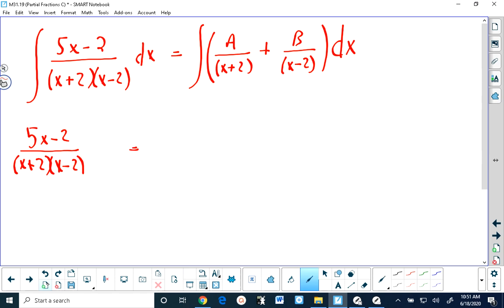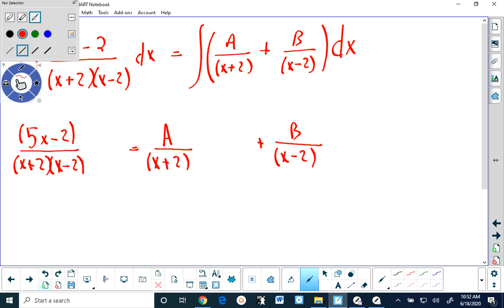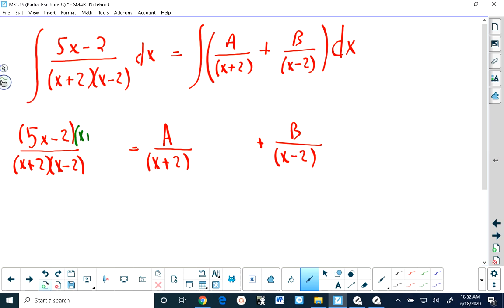This is going to be equal to a over x plus 2 plus b over x minus 2. I've just spaced things out here because my next step would be to multiply every term by (x plus 2)(x minus 2). So I just wanted to leave myself a little bit of room here so that it wasn't too crowded.